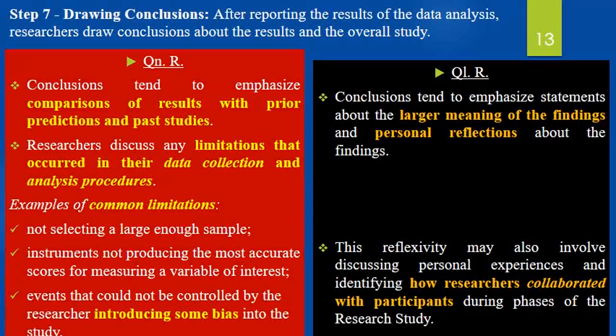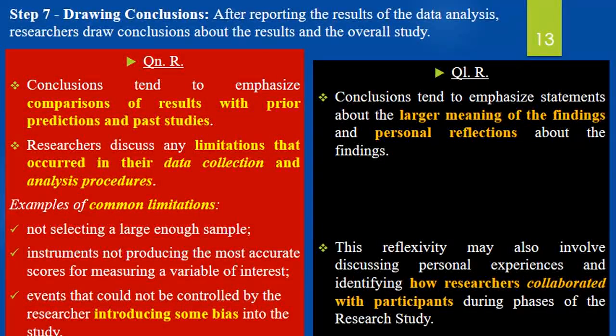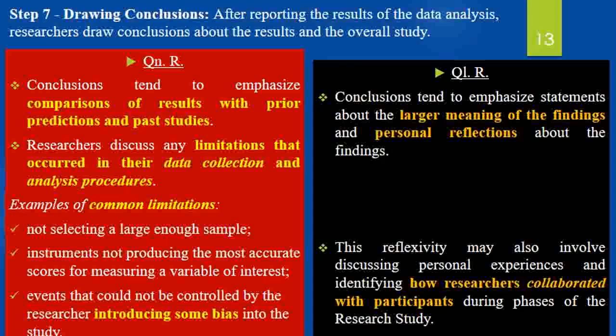Here, researchers also consider how well the study's research process worked and discuss any limitations that occurred in their data collection and analysis procedures. Delimitations of any research studies are also included in this part. Examples of common limitations discussed in the conclusions of quantitative studies include that the researchers have not selected a large enough sample, or instruments have not produced the most accurate scores for measuring a variable of interest, like that.